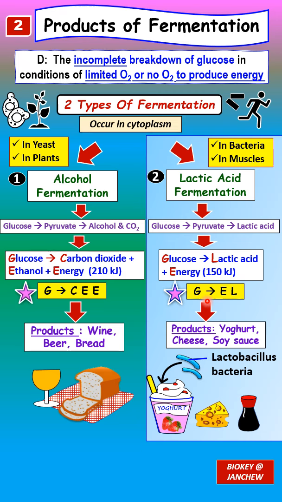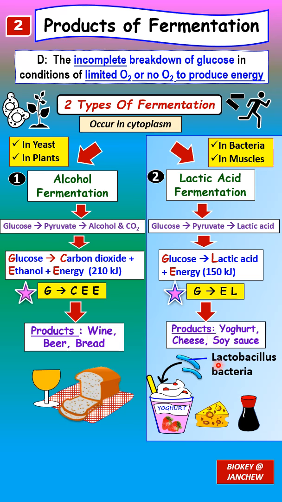Now, the acronym is GEL, G-E-L: G for glucose, E for energy, and L for lactic acid. So try and remember this acronym. Food products formed are yogurt, cheese, and soy sauce.